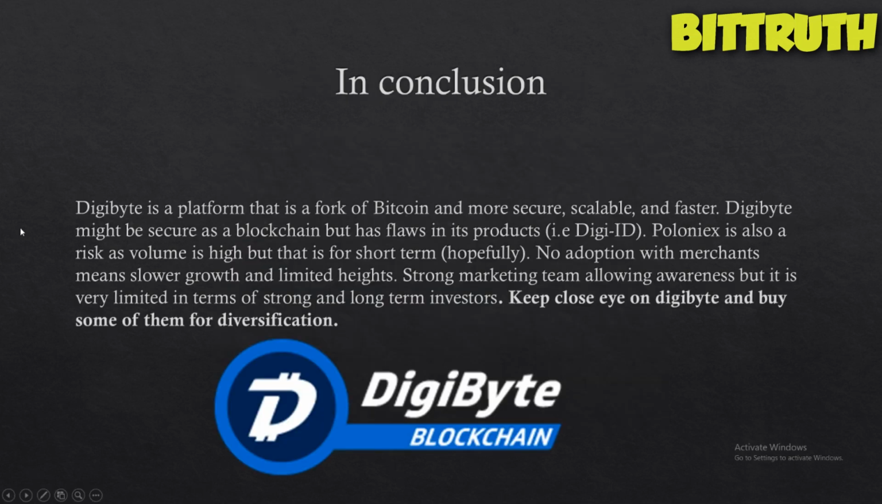Next, I want to talk about the conclusion. So we have some disadvantages, and they're really risky. But of course, I have written a conclusion of 100 words. Digibyte is a platform that is a fork of Bitcoin and more secure, scalable, and faster. Digibyte might be secure as a blockchain, but has flaws in its products, like DigiID, like we discussed. Poloniex is also a risk, as volume is high, taking 16%, which is really huge. But that is for the short term, hopefully, because volumes change; exchanges come and go. Maybe when Binance hops in and lists Digibyte, that percentage is going to change, so that disadvantage is going to disappear, and maybe Digibyte is going to become a better project.